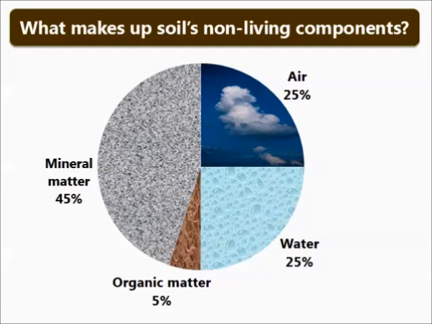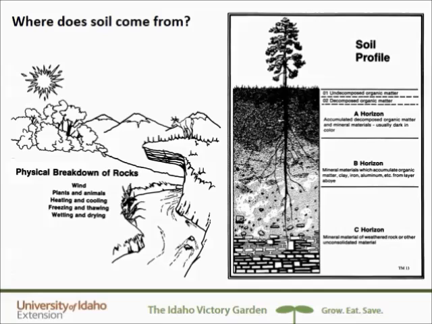So what is soil? Soil is made up of living and non-living components, and if we look at the non-living components, we're looking at primarily mineral matter, organic matter, and then air spaces for water and for oxygen. Where does soil come from? Well, that mineral matter is coming from the breakdown of rocks, and depending on the rocks in the area, that's what your soils are going to be made of.